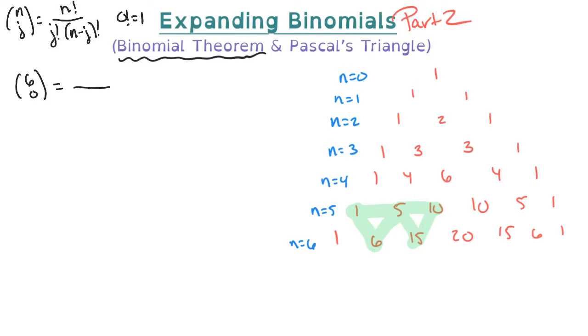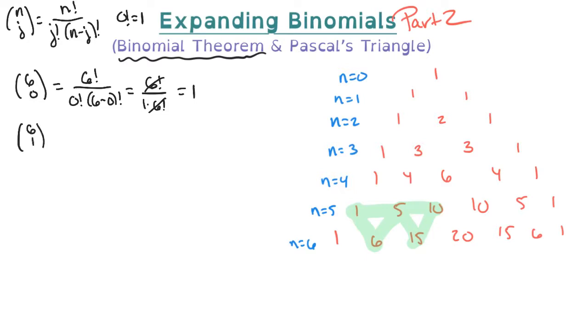Okay, so 6 choose 0 is 6 factorial over 0 factorial times 6 minus 0 factorial, which is 6 factorial over 1 times 6 factorial. Ooh, that's nice. I don't know what 6 factorial is, but it definitely cancels with the 6 factorial in the denominator. Okay, cool. Let me try a couple more.